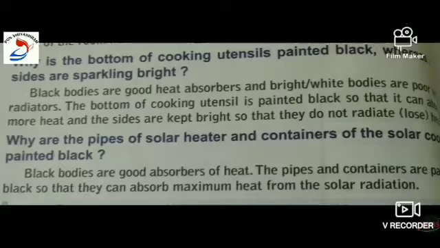And the next application is, why are the pipes of the solar heater and containers of the solar cooker painted black? Black bodies are good absorbers of heat.